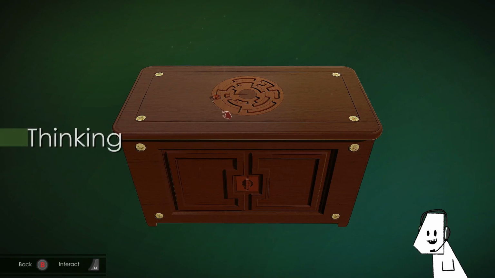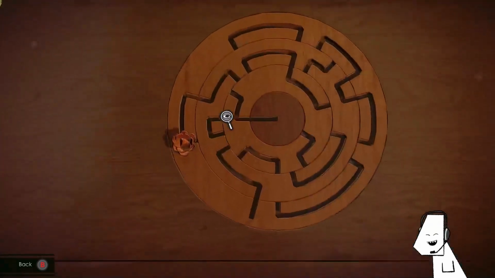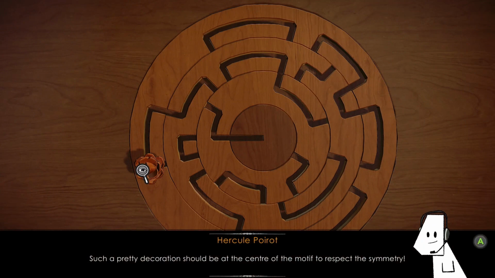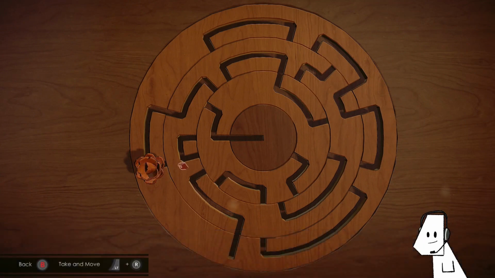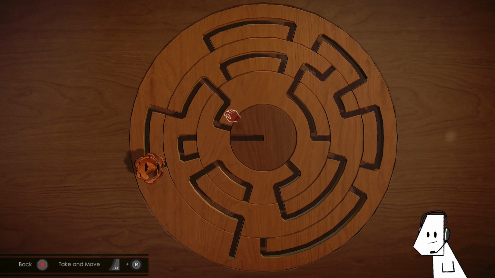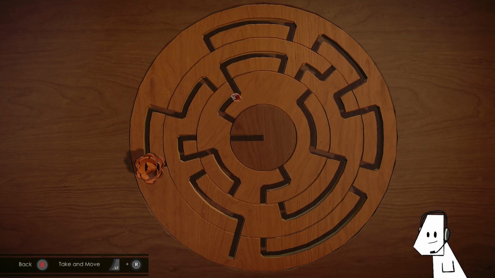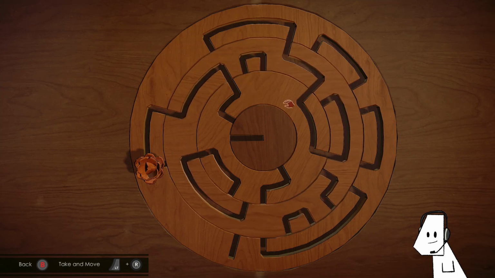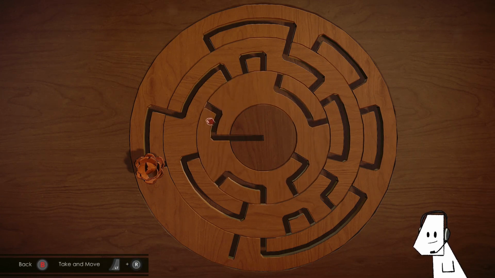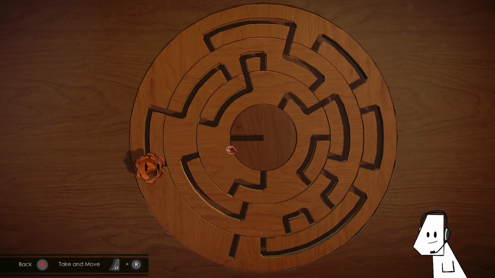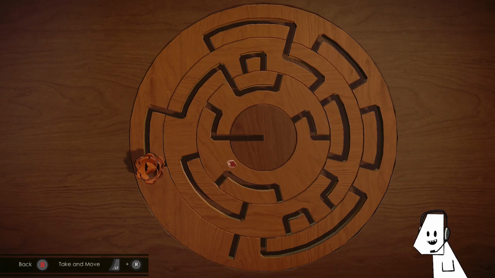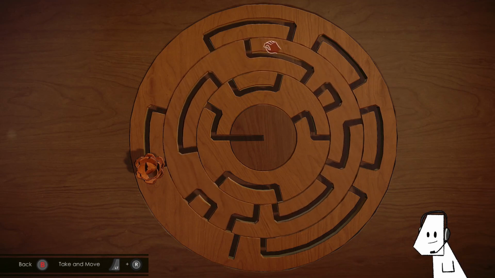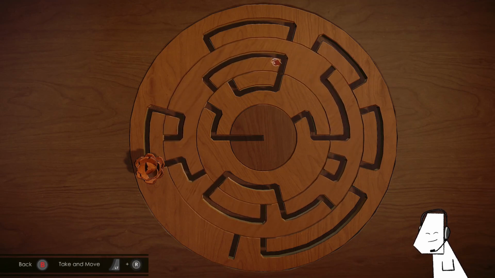Oh, another part. They love their puzzles. Why has she got so many pretty decoration puzzle boxes? It should be at the center of the motif to respect the symmetry. Oh, no. Is it not gonna... Of course not. That would be too easy, wouldn't it? Alright, that doesn't even help us, does it? Right, that links up. I need something that links up with that now.